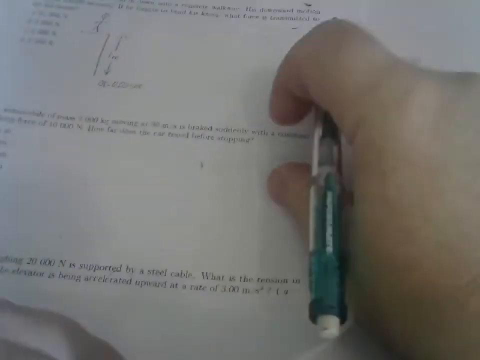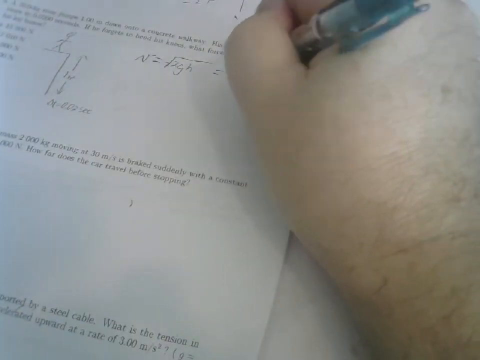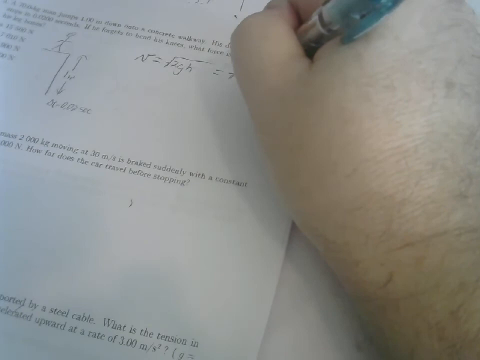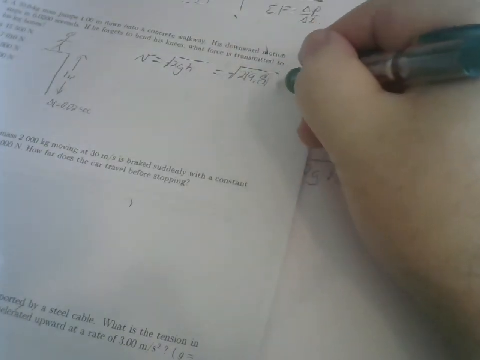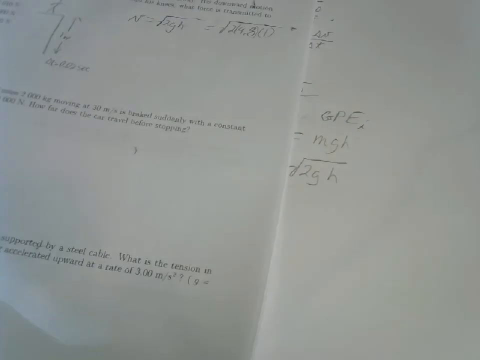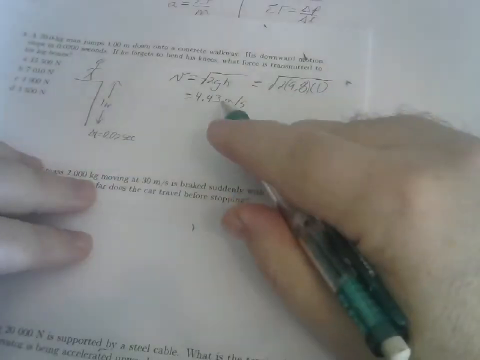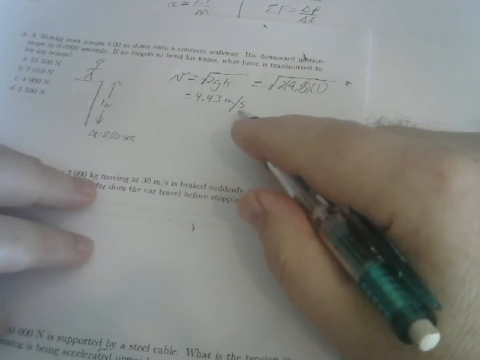So let's put that down there. Either one of those methods works fine, so we'll just write the final equation, which is the square root of 2 times 9.8 times 1, which comes out to be 4.43 meters per second.